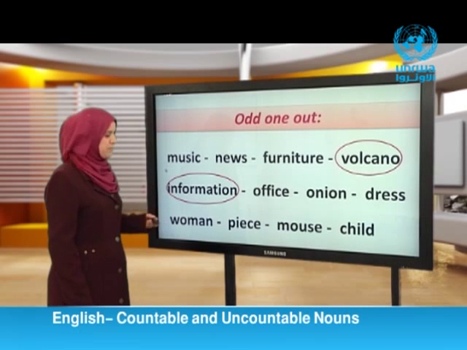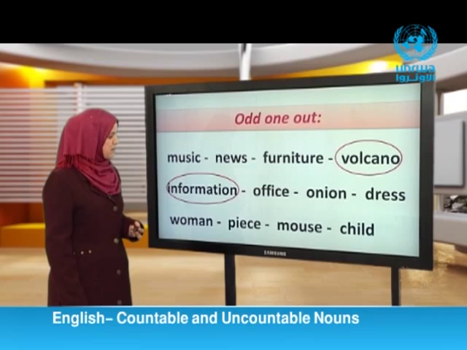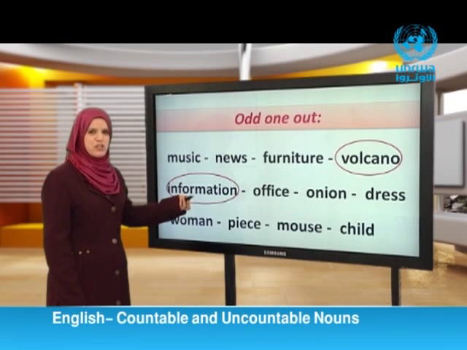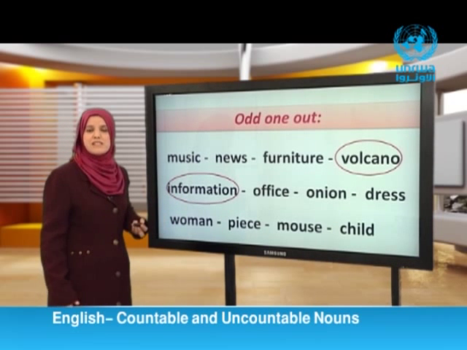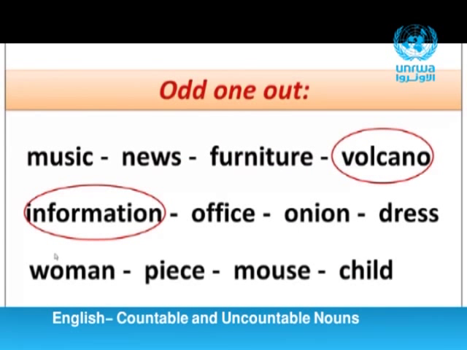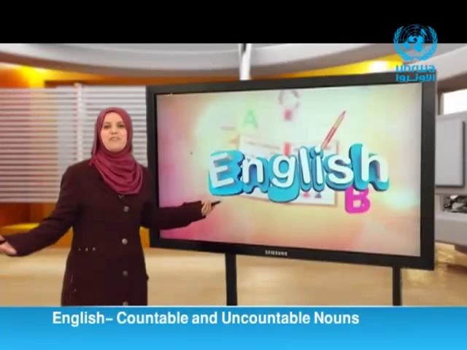We have woman, piece, mouse, and child. Which is the odd one out? Good. Piece. Piece has a regular plural. A piece, pieces. But all the others have irregular plurals. A woman, women. A mouse, mice. A child, children. That's all for today.